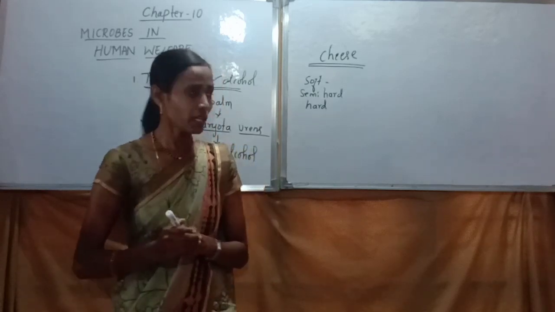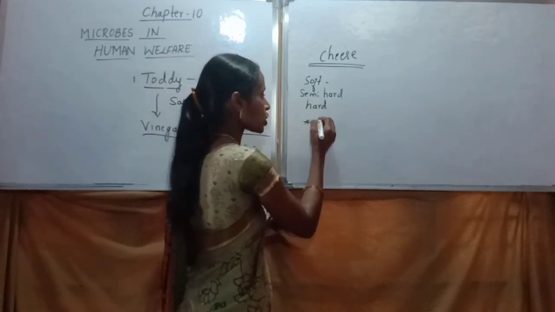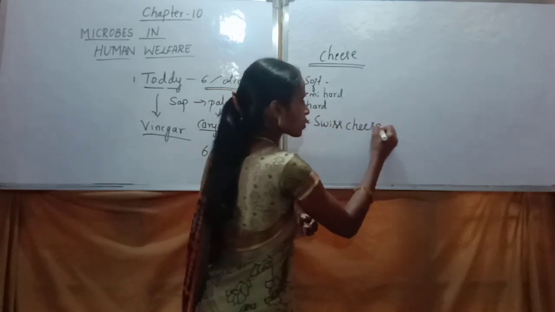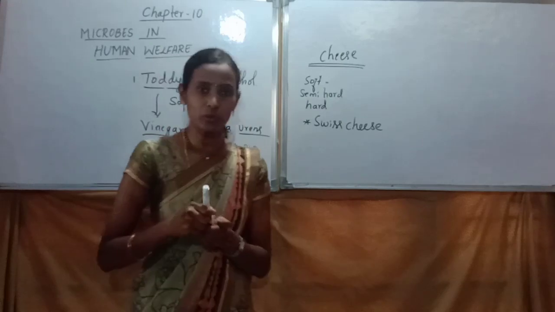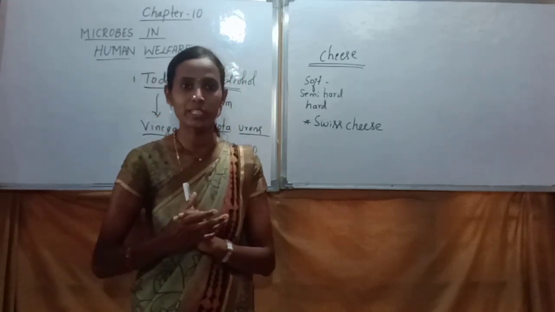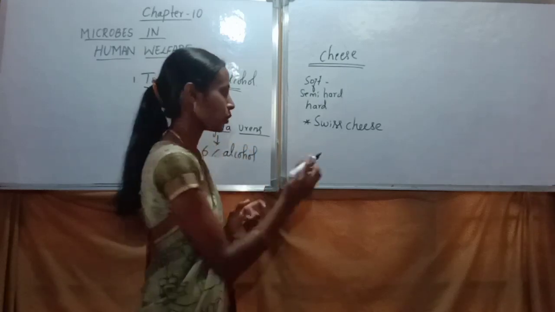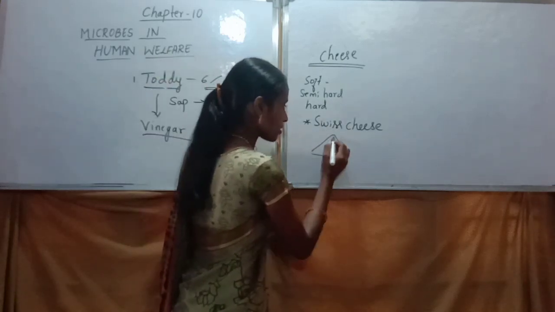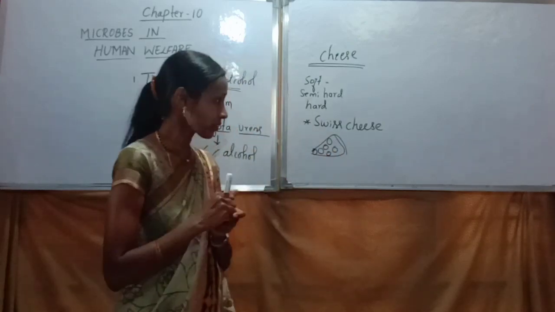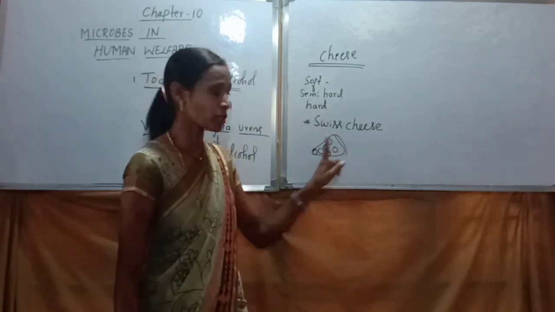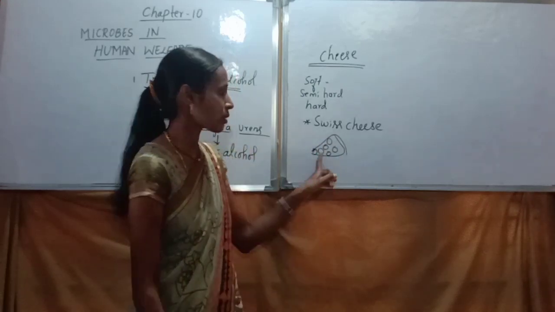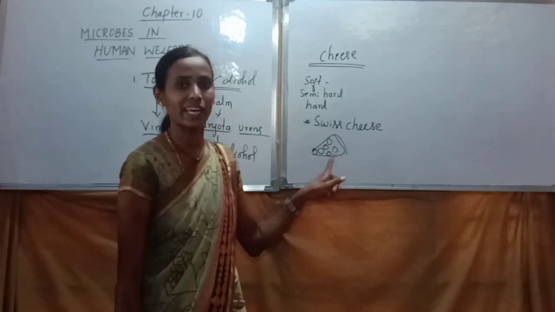For example, one particular cheese is called Swiss cheese. You may have seen this, or if you have seen Tom and Jerry, you can see it like this. This is a large cheese having large holes. Swiss cheese is characterized by the presence of large holes, and what may be the reason for the production of these large holes? This is the characteristic feature.